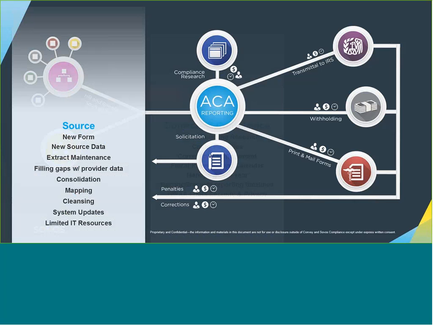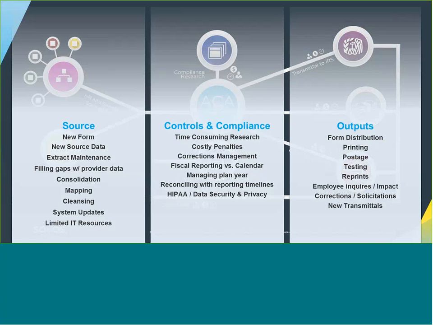To simplify this, really what we do is we break this process into 3 identifiable segments. What we want to do is identify what your source systems are, where you are getting the information, how you are consolidating or mapping the data; on a controls and compliance area, how you are taking care of the research, how you are managing your plan year, what your software and your security are to manage all the information; and then finally, what your outputs are. Distribution by print, including postage, doing any sort of testing or reprints, as well as corrections or solicitations.